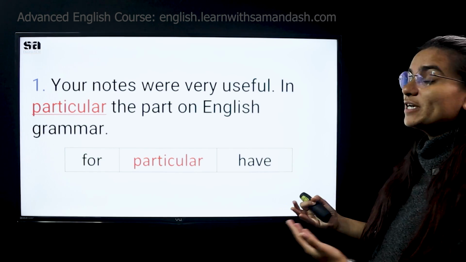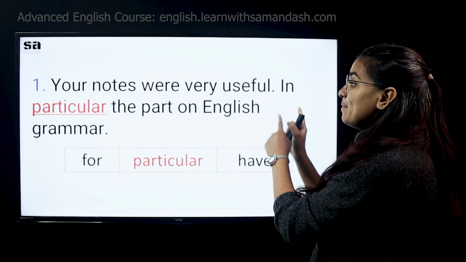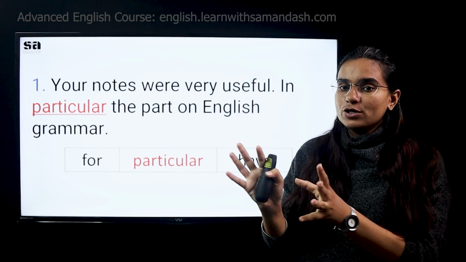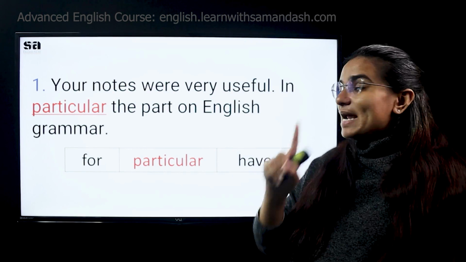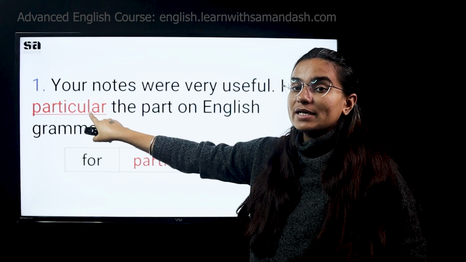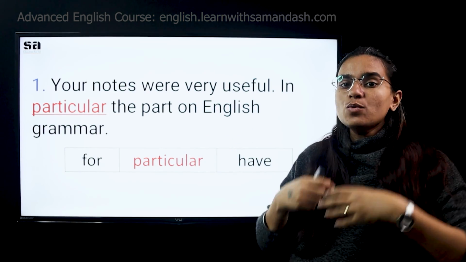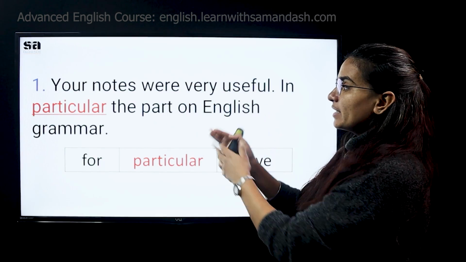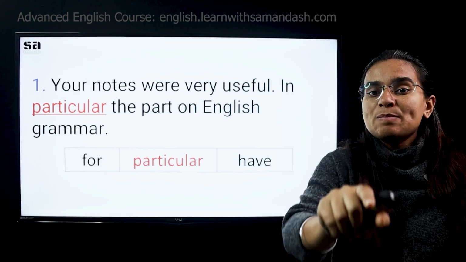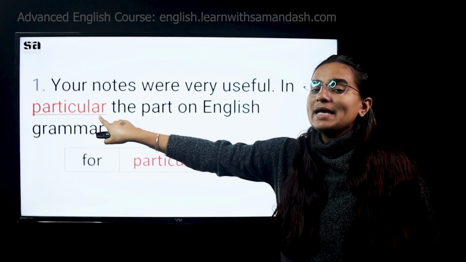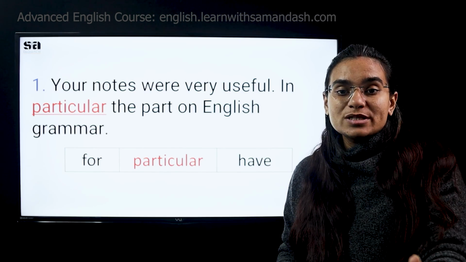Okay, so what is this question telling you? The question is telling you your notes were very useful in particular. So all of the notes were really good. The collection of notes were really good, but out of those notes, I love the part on English grammar in particular. That means most importantly, I like that part. So when you want to highlight information from the bulk, which was your notes, out of that, I want to tell you this part was really helpful. So I have written in particular. Okay. You can use in particular every time you want to use this information.